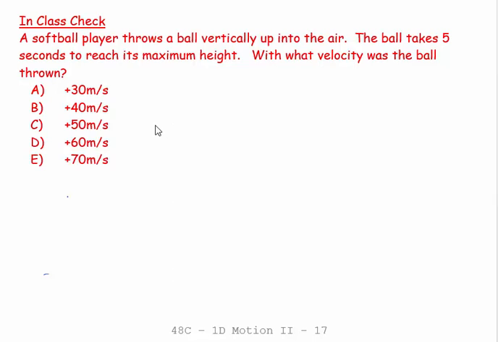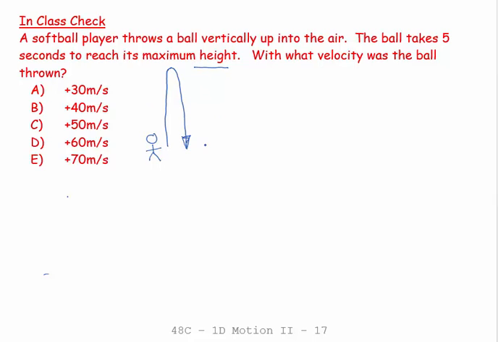Hi, this question says that a softball player throws a ball vertically up into the air. So let's picture this is the softball player, and the softball player throws the ball vertically up into the air. As always, it stops and it returns to the ground.